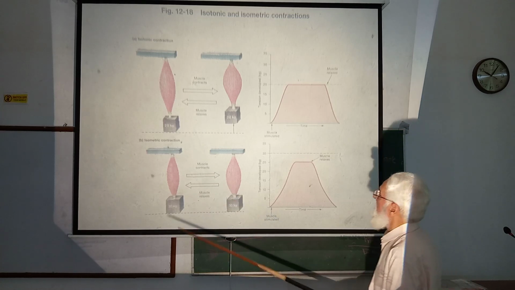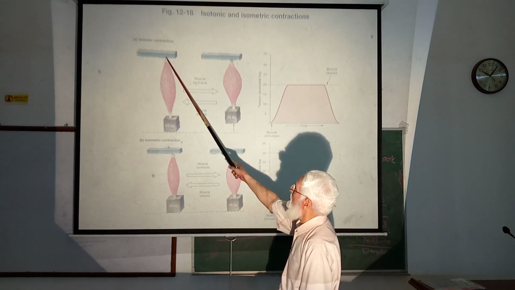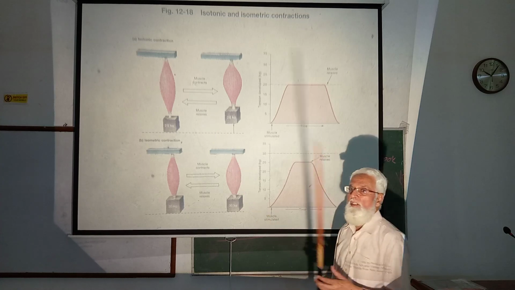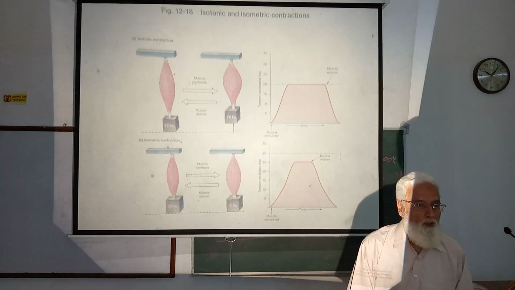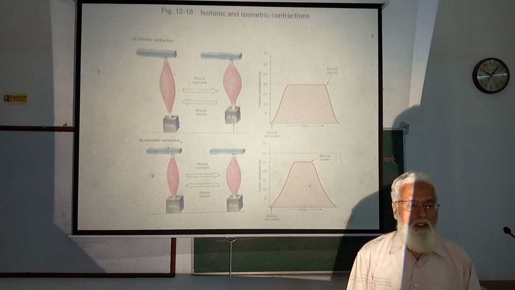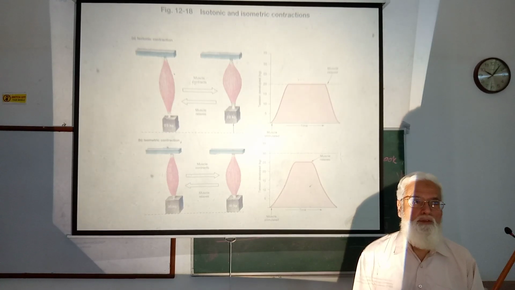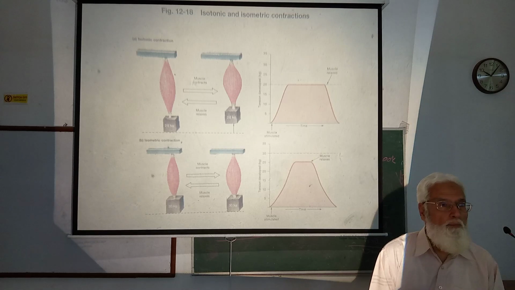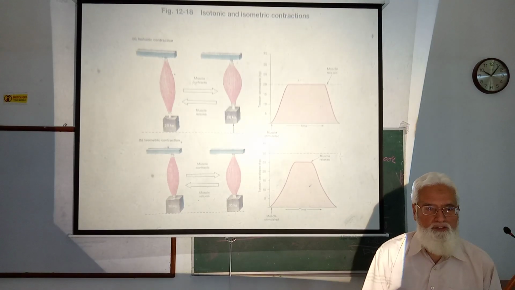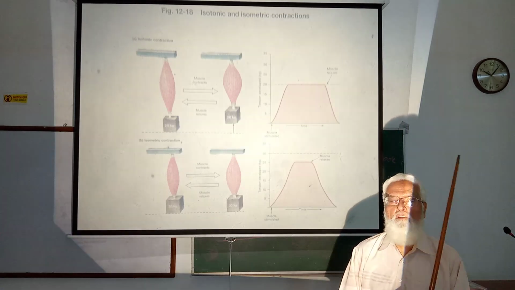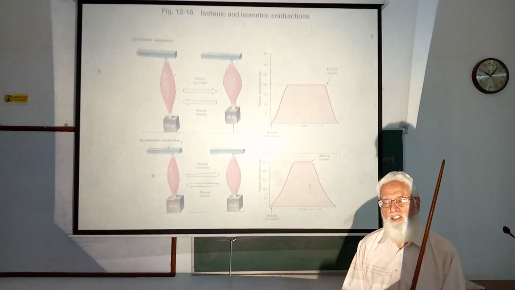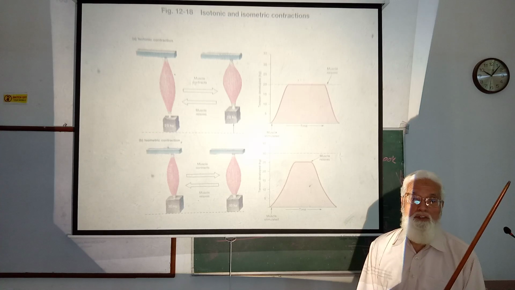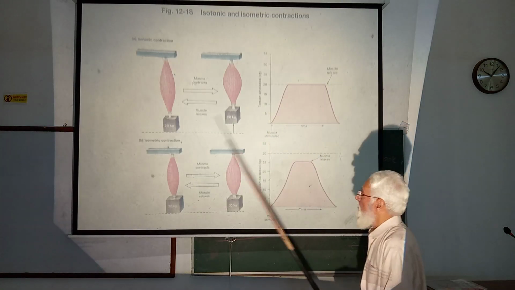The other type of muscle contraction is isotonic muscle contraction. Muscle length decreases during muscle contraction. There is too much shortening of the muscle, which can't be neutralized by the stretching of the elastic component. So muscle length decreases.